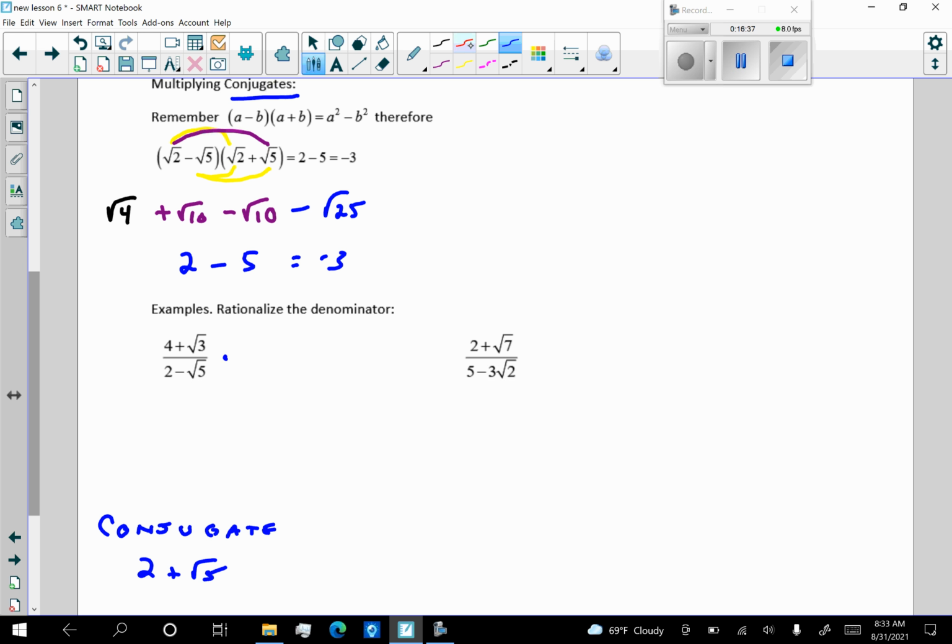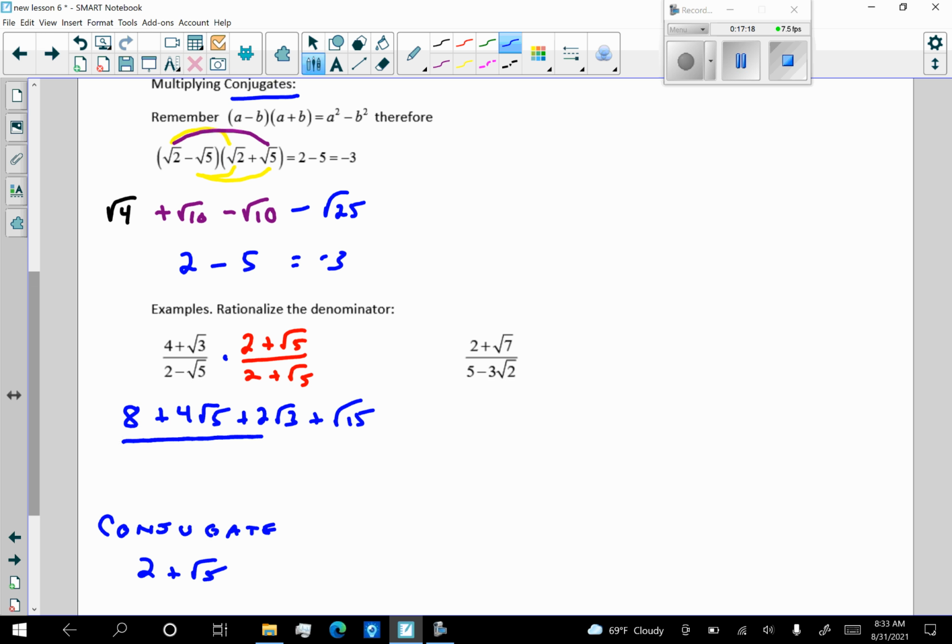I'm going to multiply this expression by 1 in the form of 2 plus square root of 5 over 2 plus square root of 5. And something magical is going to happen. I'm going to multiply the top and multiply the bottom out. Here we go. I have 4 times 2 is 8. I have 4 times square root of 5 is plus 4 square root of 5. I have square root of 3 times 2. This is 2 square root of 3. I have square root of 3 times square root of 5 is plus square root of 15. That's the top of that rascal.